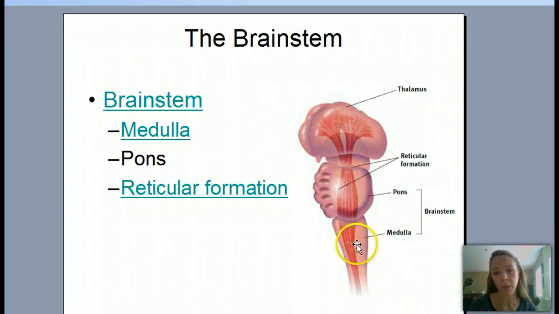So here's the medulla. It's the first thing coming up from the spinal cord, and the pons is just a little bit of swell after that. And then the reticular formation is made of both of these, okay? And this is considered altogether the brainstem, all right? The thalamus is not part of the brainstem. That's outside of it. We'll talk about that later. So the medulla, the pons, the reticular formation, okay?